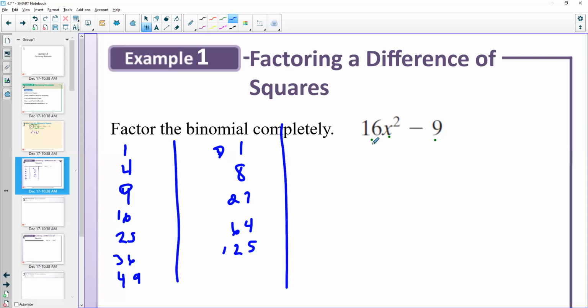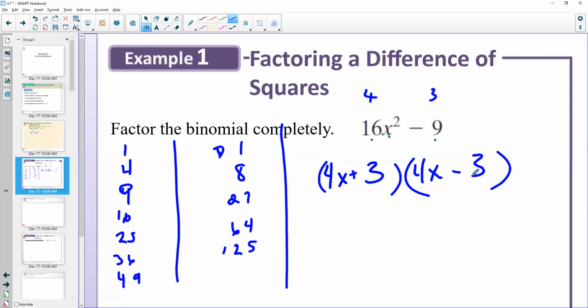Right now we're dealing with squares though. So the base number that 16 is the perfect square of is a 4. The base number that 9 is a perfect square of is a 3, right? So I'm going to make my 2 binomials. I know it has to be plus and minus. It's going to be 4x plus 3 and 4x minus 3. And that's my difference of squares. There it is right there.